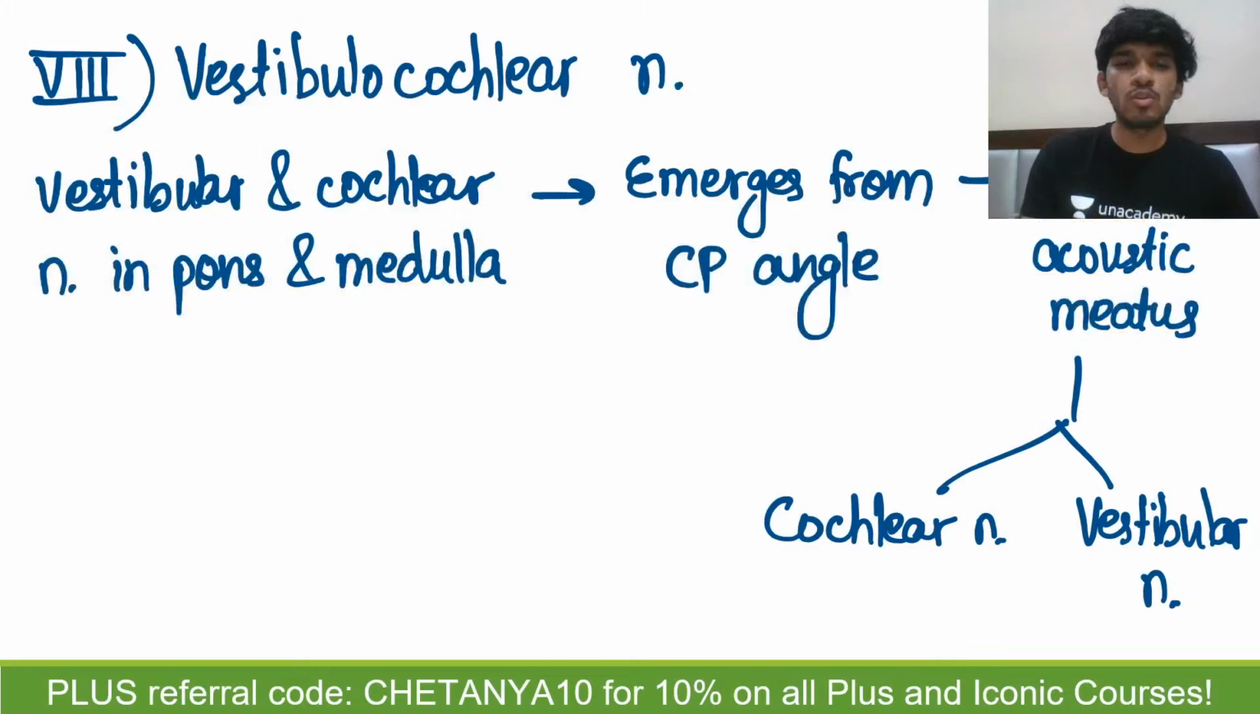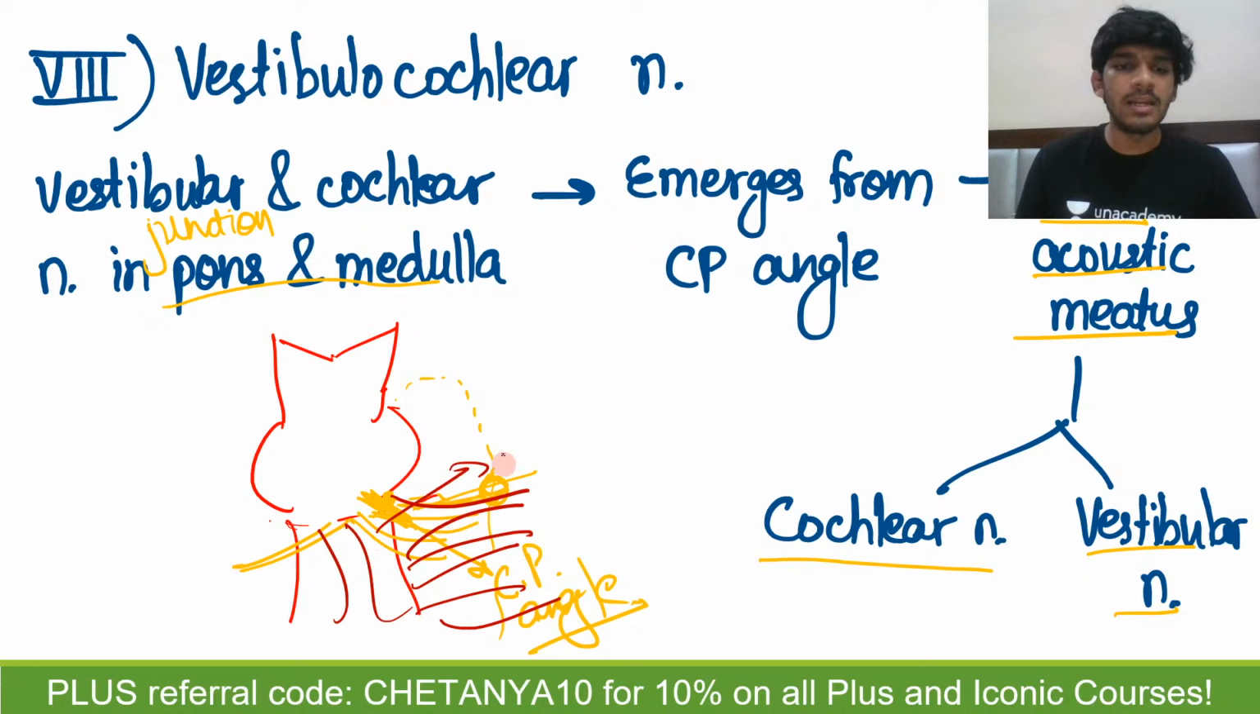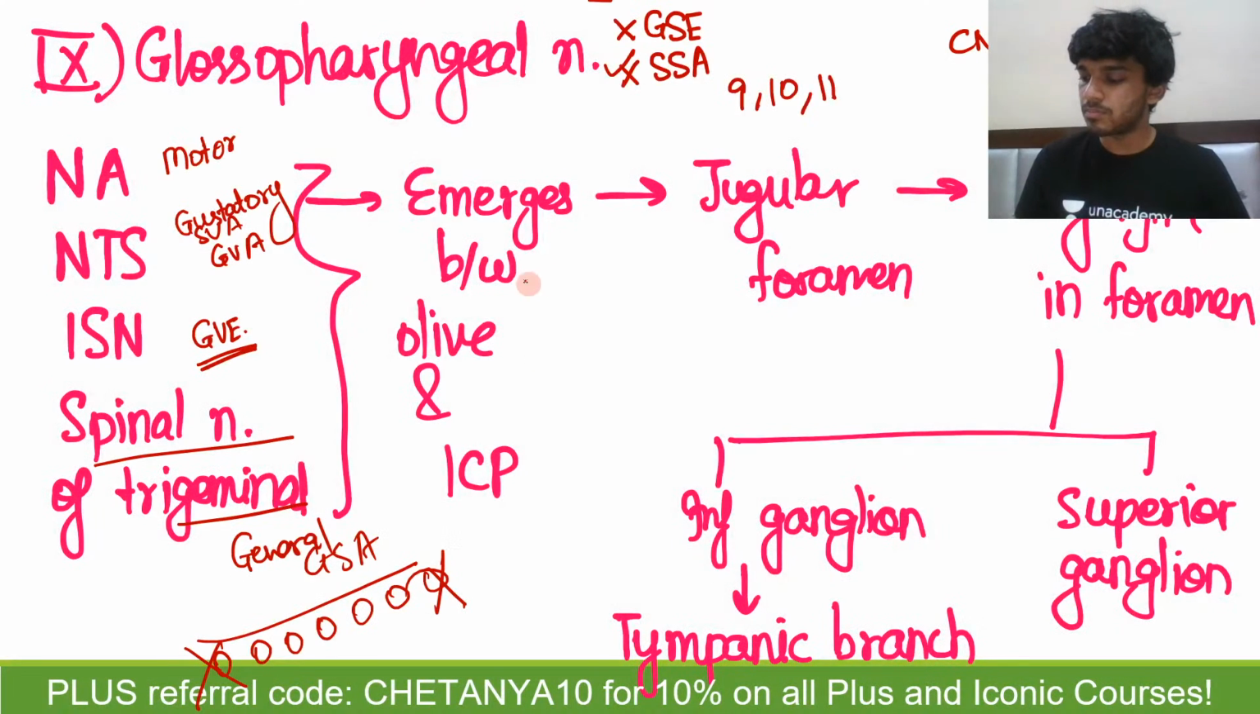Now if I go back to this diagram, so it was emerging here, right? If you remember 9th, 10th and 11th. So this is the pyramid, and laterally you have the olives, right? And here posteriorly you have the cerebellum. Okay, I'll draw this diagram again.